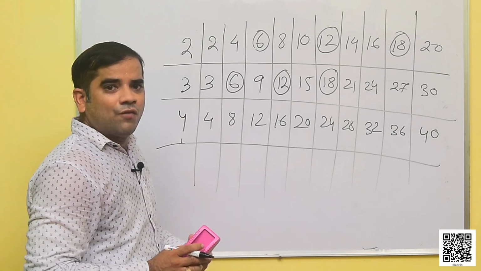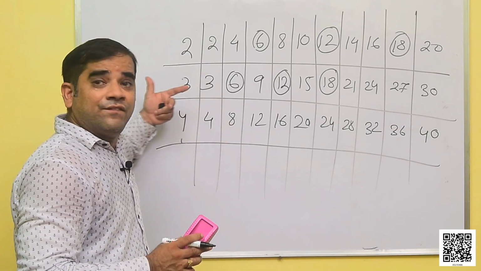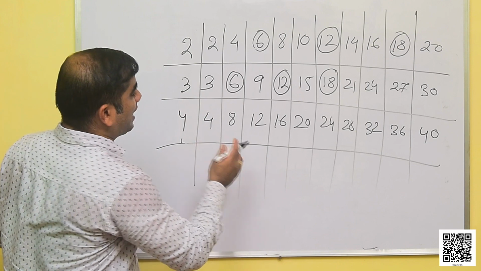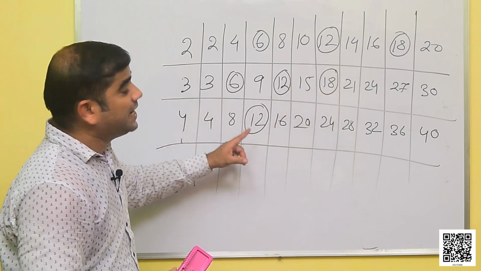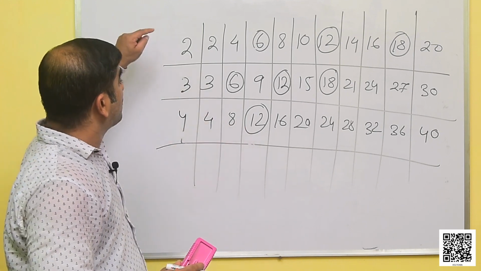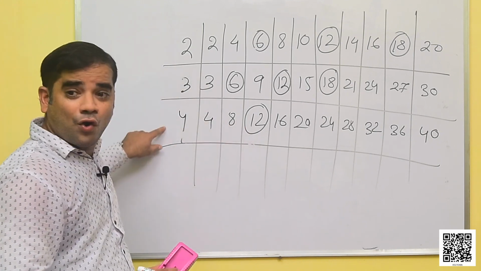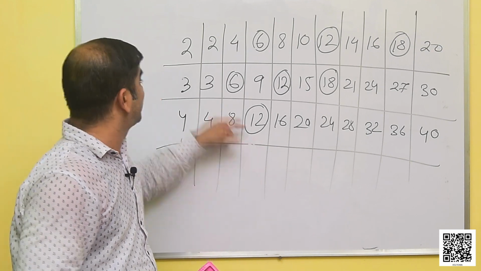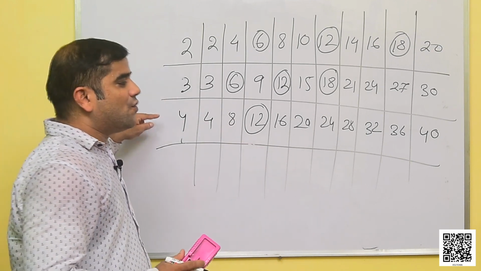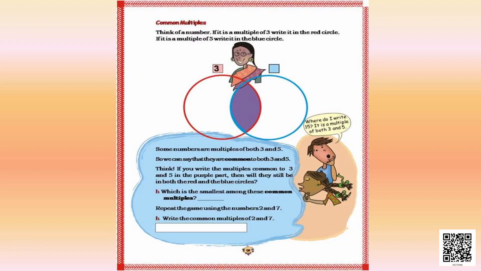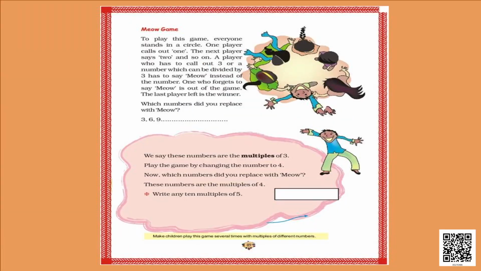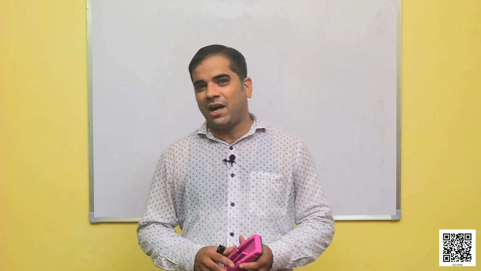Let's check for 4 whether it has any common multiple. Let's check. Okay, we have 12 over here as well. So this 12 is a common multiple of 2, 3 and 4, and 12 has common factors 2, 3 and 4. Clear, students? We have now gone through the book up to common multiples, and we have played a game, and your next class will cover the rest of the chapter.